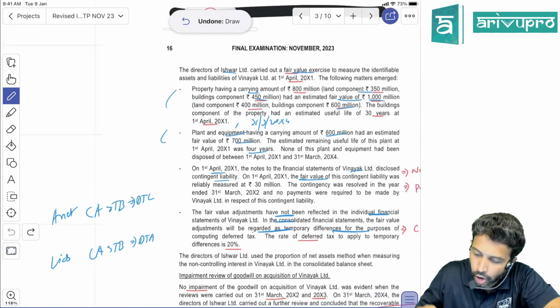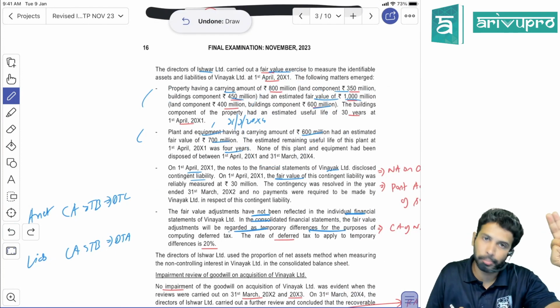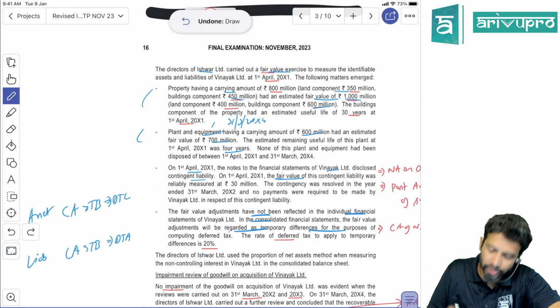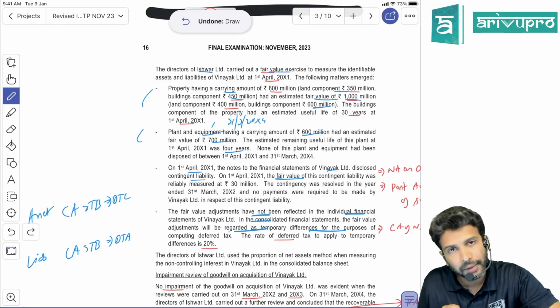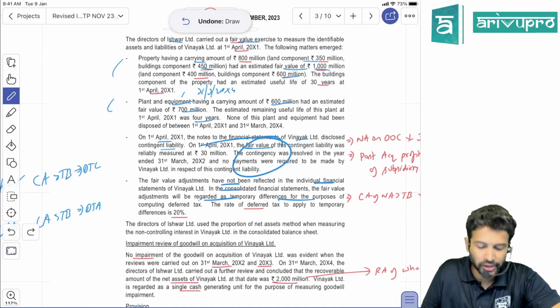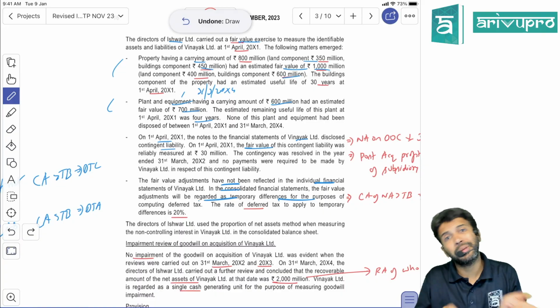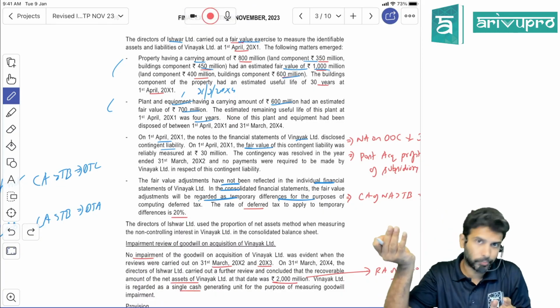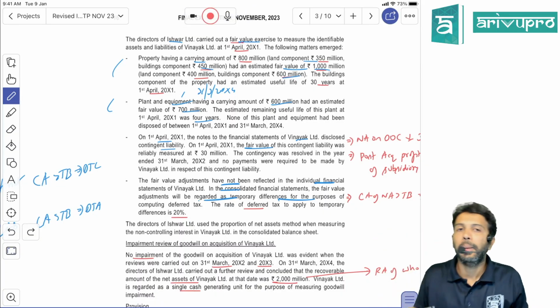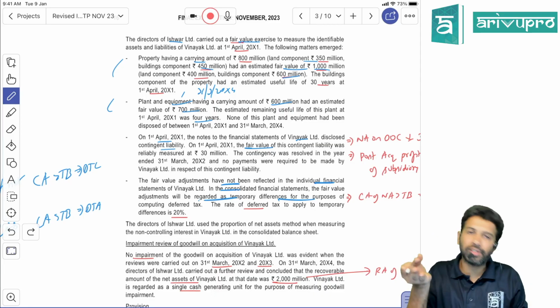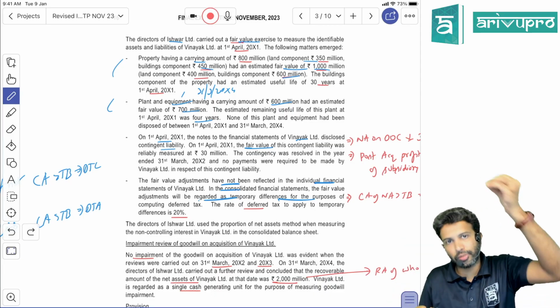So hence, on all the assets, land or building or plant and machinery, all the assets' value increased. So that will lead to creation of DTL. But there is one liability also, a contingent liability, which the subsidiary company did not record. So the tax base was 0 because it was contingent in nature. But by applying the IND AS 103 provision for consolidation purpose, you need to consider that.